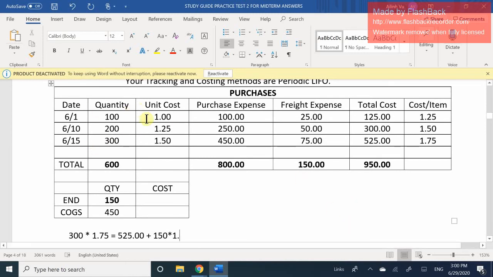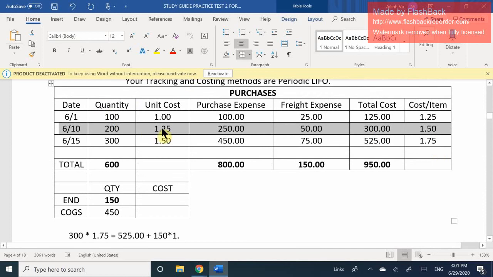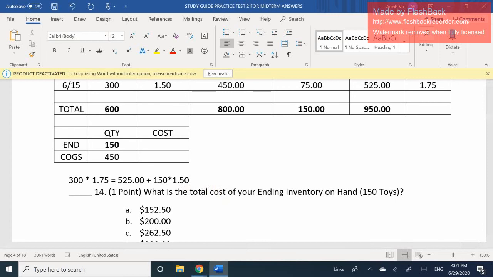So, are we going to use the unit cost, or are we going to use the cost per item? So for this row right here, yeah, $1.50, the cost per item. Yes, because that's how much it's going to cost us. This is how much we purchased it for. So 150 times $1.50 gives you how much?